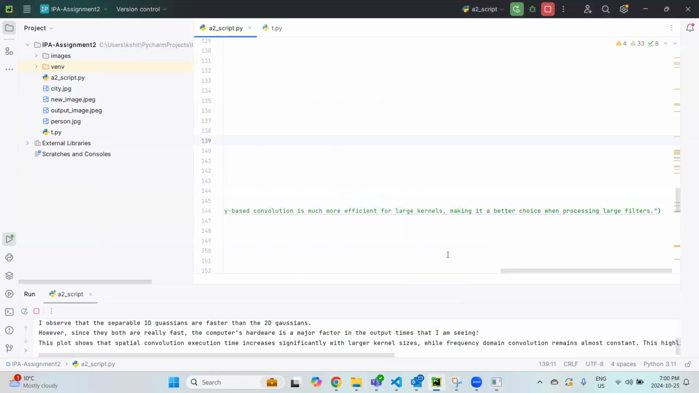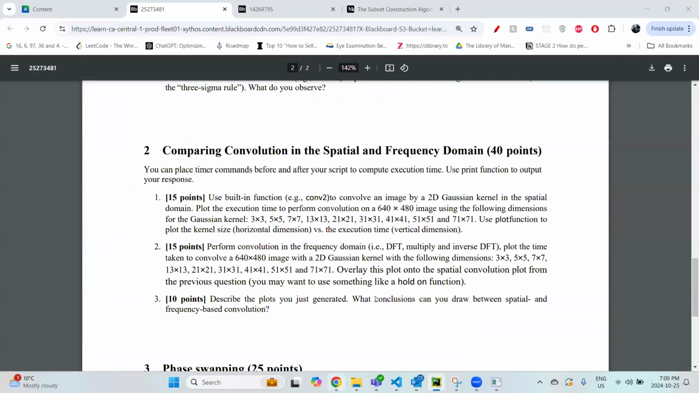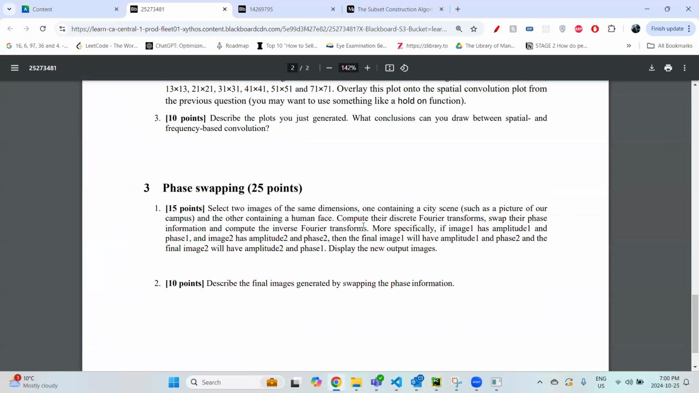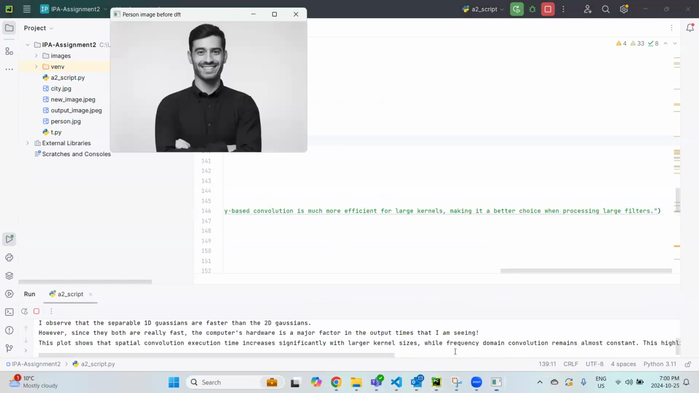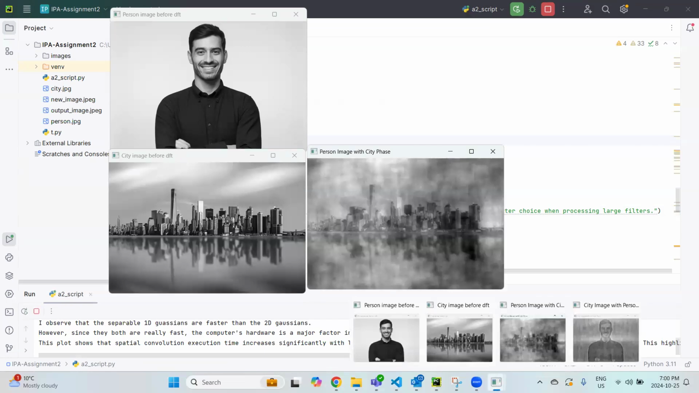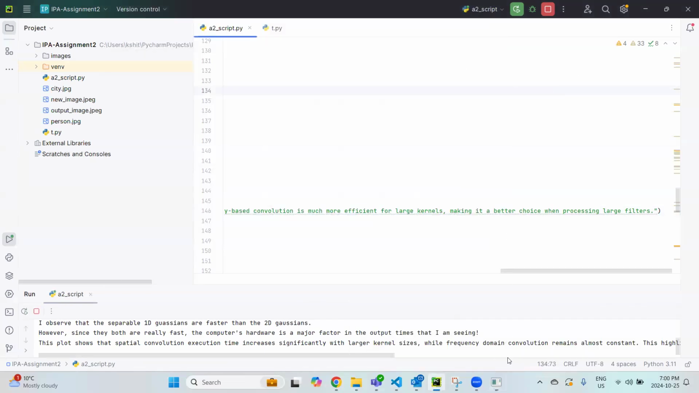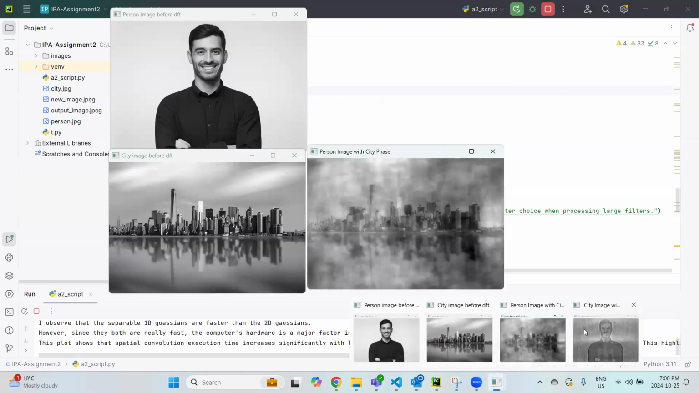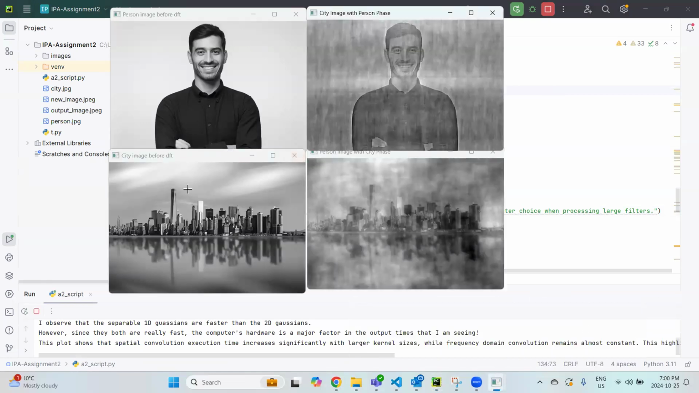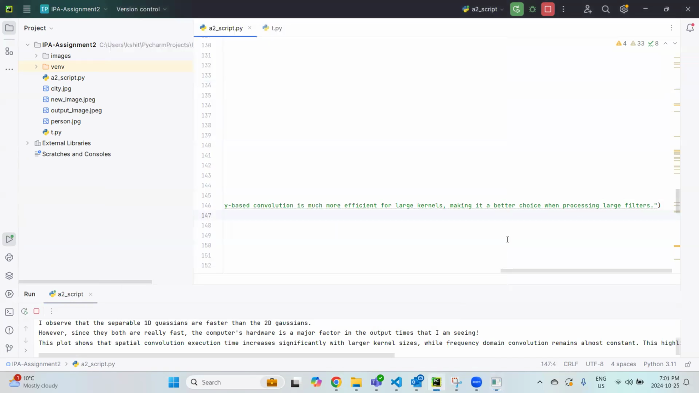The last question required me to phase swap. So select two images with the same dimensions, swap the phases between them, and then describe the final images. Here are the four images we just saw, back on the screen. You can see here that the phase from this one was put into this one, and the phase from this one was put into this one. After swapping, you can see that this is noisy and a bit more blurry as compared to the original images.